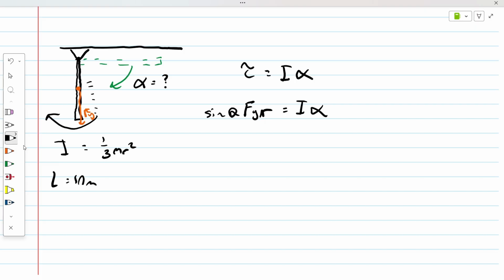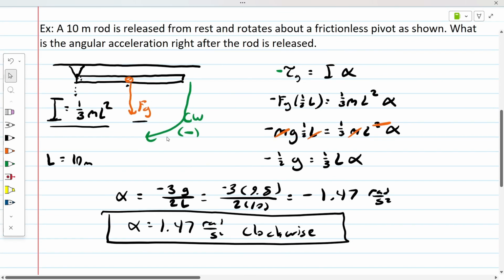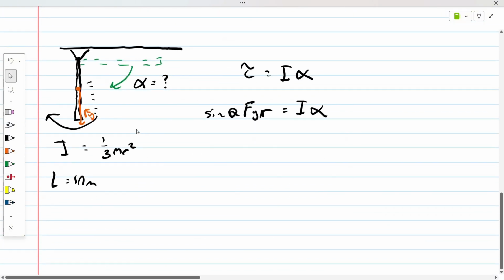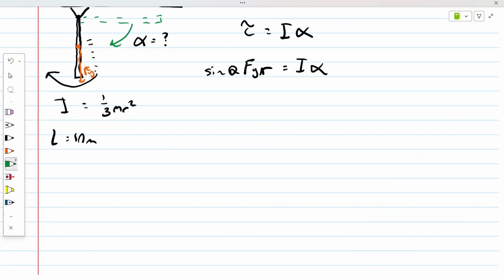But in this first case, we had an angle of 90 degrees right here. So sine of theta is just going to equal 1. So we don't even need it if it's perpendicular. But in this case, our theta that this angle is making to the rotation is 180 degrees. And so if we take sine of 180, in force times gravity, R equals I times angular acceleration, this just goes to 0, so everything is going to go to 0.